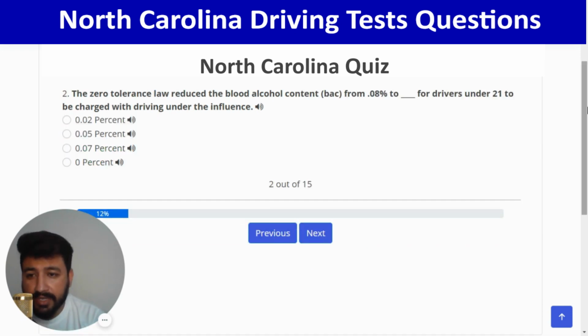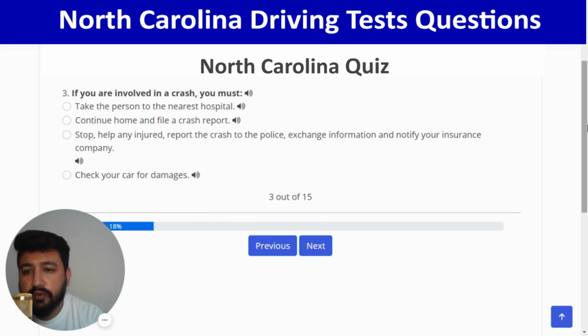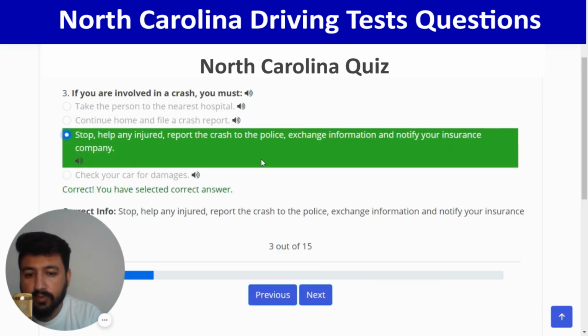Next. The second question is the zero tolerance law reduced the blood alcohol content BAC from 0.08% to blank for drivers under 21 to be charged with driving under the influence. The right answer is 0.02%. So I'm going to click on the first option, correct, and next. The third question is if you are involved in a crash, you must. The right answer of this question is stop, help any injured, report the crash to the police, exchange information, and notify your insurance company. So let's click on the third option, correct, and next.